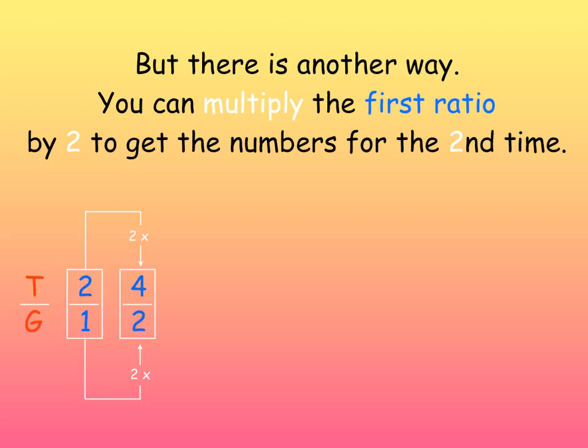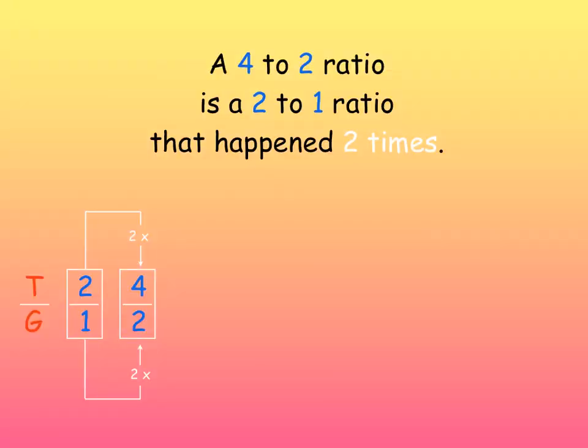But there is another way you can do it. You can multiply the first ratio, 2 over 1, by 2 to get the numbers for the second time. 2 times 2 gives you 4. 1 times 2 gives you 2. A 4 to 2 ratio is a 2 to 1 ratio that happened 2 times.